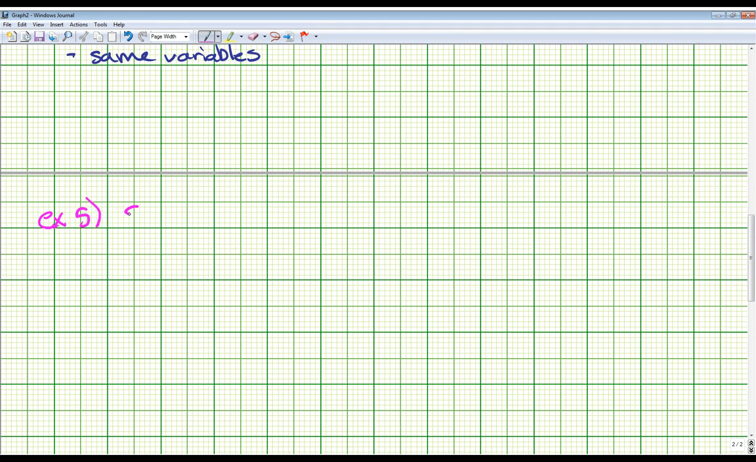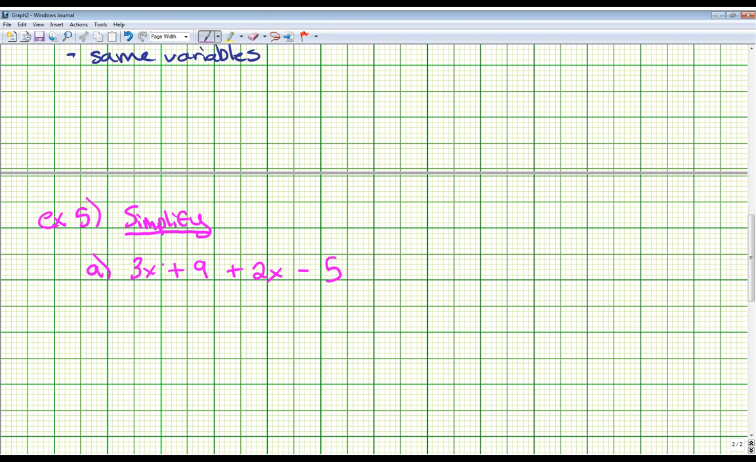And they want us to simplify. So we're trying again to get it as short as we can. There are a few questions here. So simplifying question A. Question A says 3x plus 9 plus 2x minus 5.